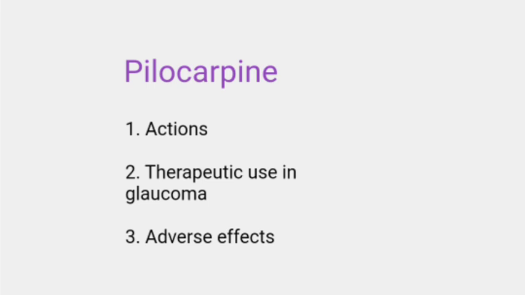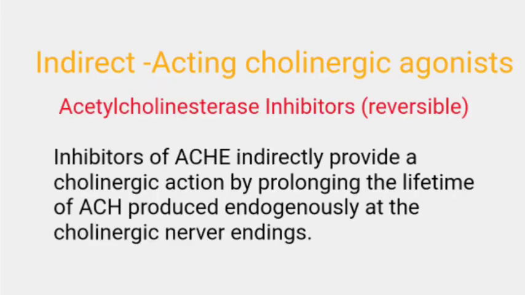Now I move toward the second classification, that is indirect acting cholinergic agonists, which includes reversible acetylcholinesterase inhibitors. Acetylcholinesterase is an enzyme that specifically cleaves acetylcholine to acetate and choline and thus terminates its action. It is located both pre- and postsynaptically, where it is membrane bound. Inhibitors of acetylcholinesterase indirectly provide a cholinergic action by prolonging the lifetime of acetylcholine produced endogenously at the cholinergic nerve endings. This results in the accumulation of acetylcholine in the synaptic spaces.